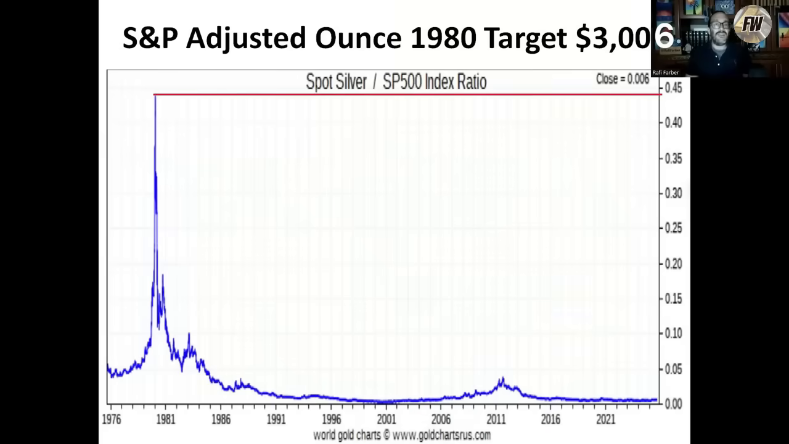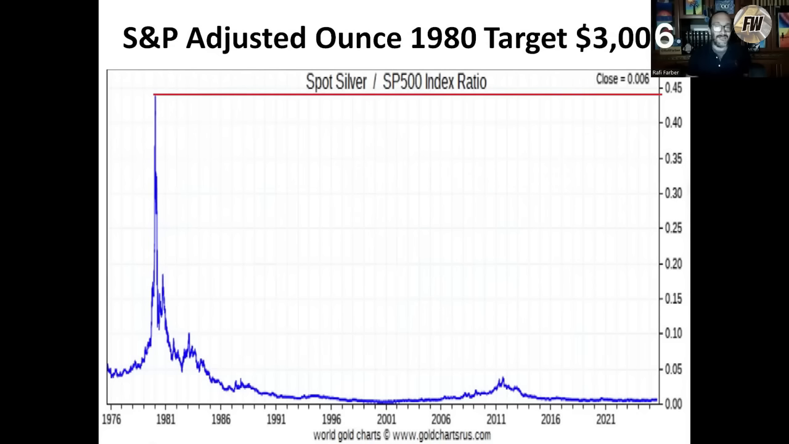Now let's move to the final target for silver. This is the S&P adjusted ounce 1980 target is $3,006. How is that? Because the ratio of silver to the S&P 500 index is now 0.006. You can see we've had an amazing rally in 2025. You can see a tiny little bump up. Look at that. It's amazing. What a rally. Silver is really tearing people's faces off. Is that the expression? Not really, not yet, but it will.